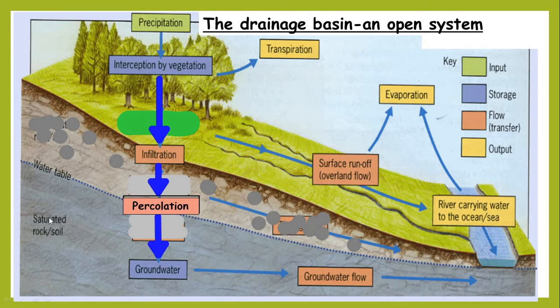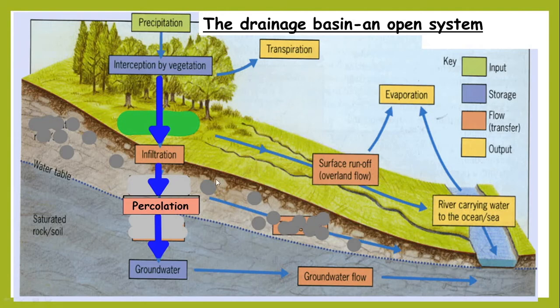Remember we used the word saturated last lesson to mean that beneath the water table, beneath that layer under the ground, these rocks and soil layers are permanently full, permanently saturated with water, and that's where you get your groundwater flow happening as a transfer as part of this element of the water cycle.